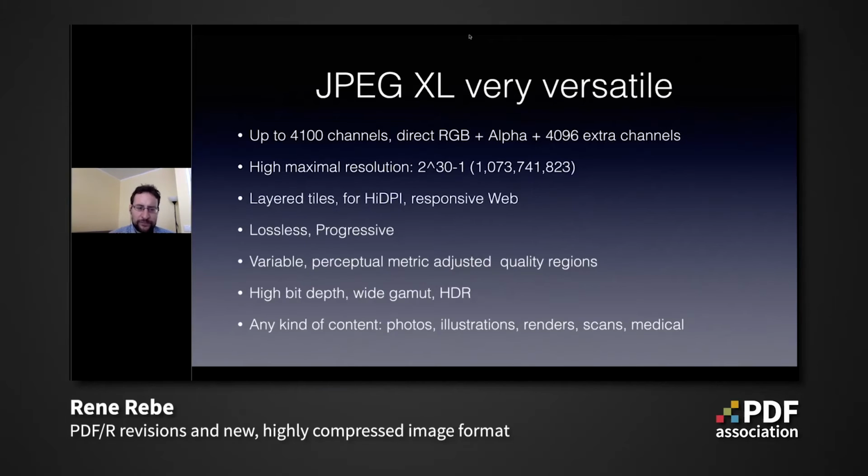JPEG XL supports up to 4,100 channels. That certainly should be enough for everyone. Usually you have 3 RGB channels plus alpha, and then JPEG XL still allows for 4,096 extra channels like spot colors, depths, and so on. I'm not sure who would want to use 4,000 channels, but JPEG XL allows for it. It also allows a very high maximum resolution of 2 to the power of 30 minus 1, that is 1 billion something pixels.